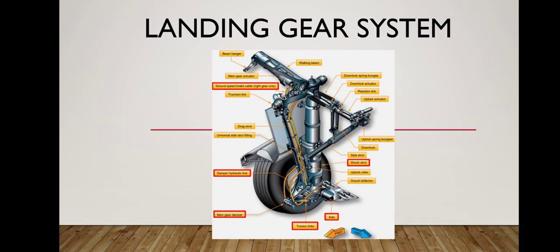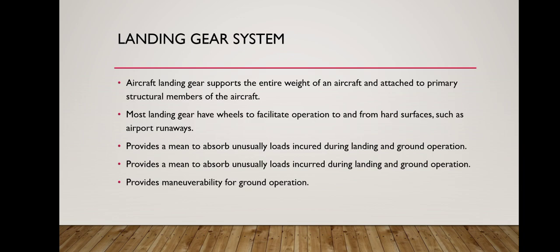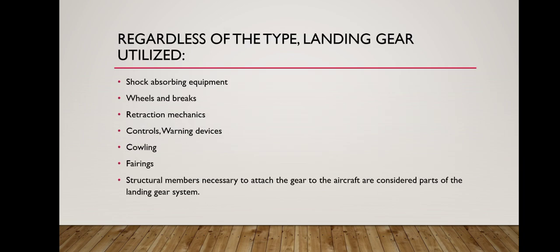Landing gear systems. Aircraft landing gear supports the entire weight of an aircraft and is attached to primary structural members of the aircraft. Most landing gear have wheels to facilitate operation to and from hard surfaces such as airport runways. It provides a means to absorb unusual loads incurred during landing and ground operation, and provides maneuverability for ground operation.